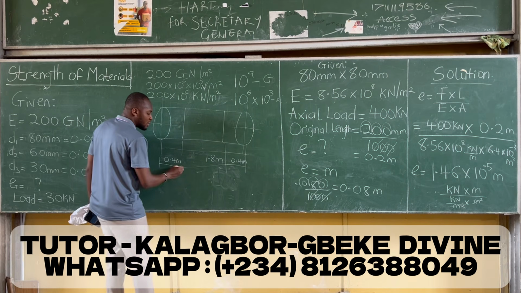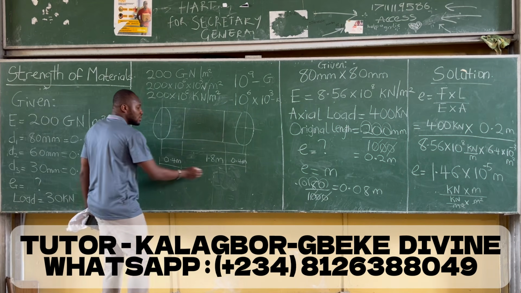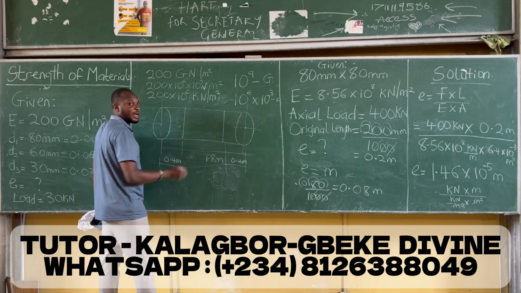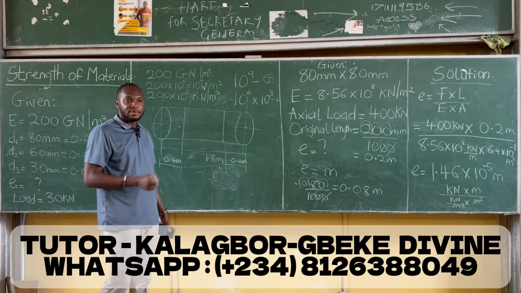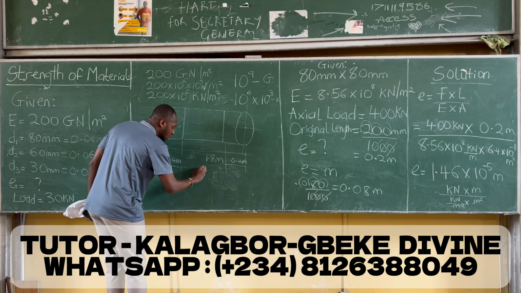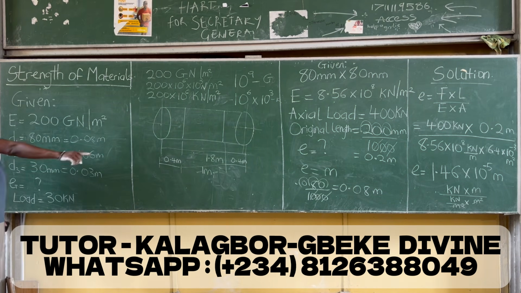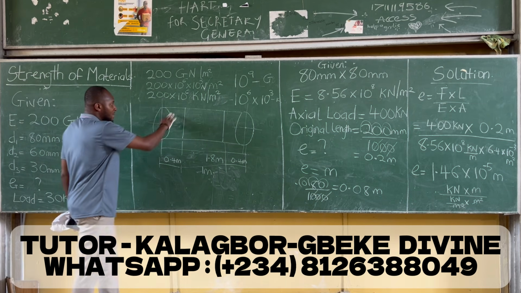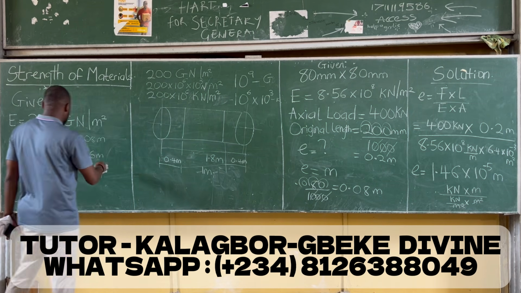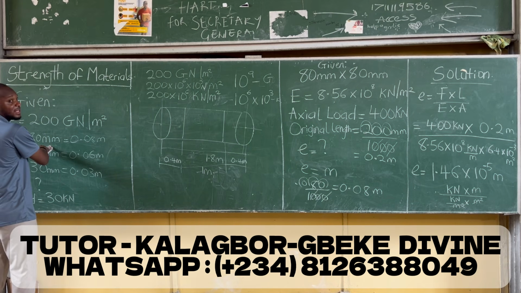So what will be the middle one? You add these two and subtract it from the total length, right? So what do we have? 1 meter. So the center one will be 1 meter. So we have gotten the length of the bar. Now they say that this bar, the first diameter is 80 millimeters, right?